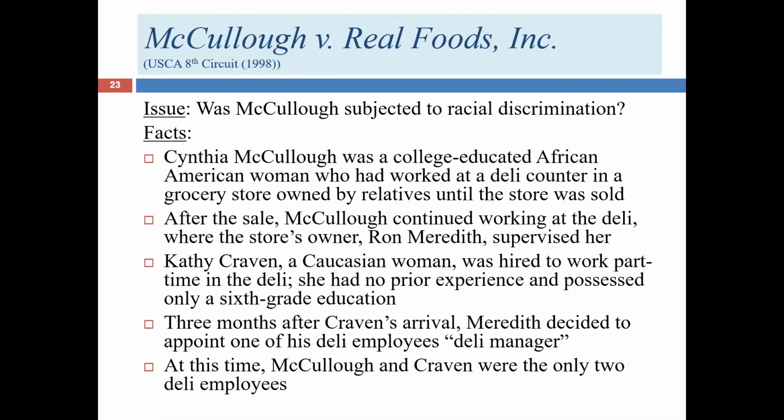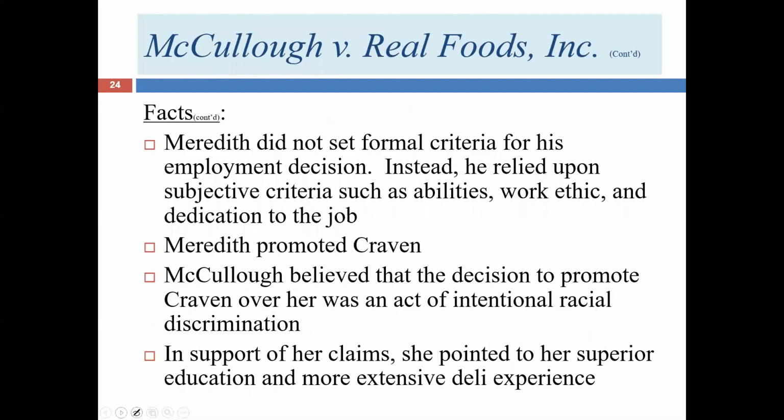decided to appoint one of the deli employees to be deli manager. There's only two of them, so it's either going to be Cynthia or Kathy. You can probably see where this is going, right? He promotes the new hire, the Caucasian with no deli experience. McCullough thinks that Craven was promoted over her because Craven's white and McCullough's black. And again, she points to her work experience and her education.